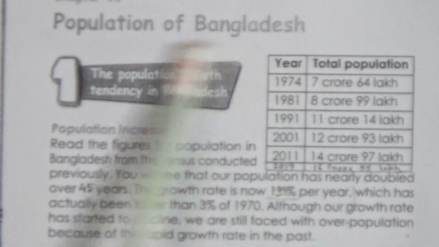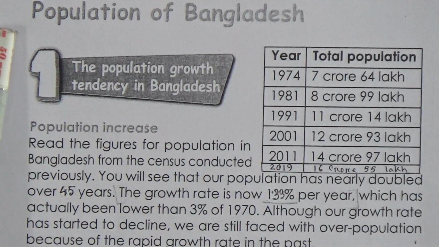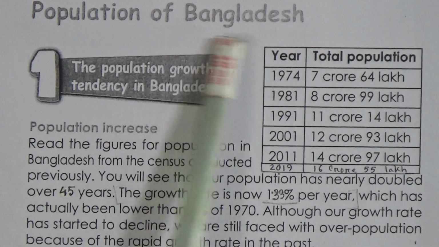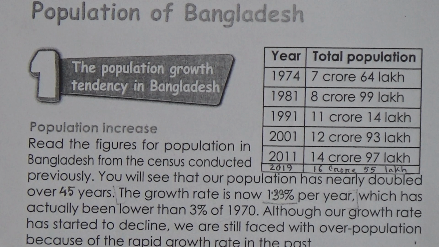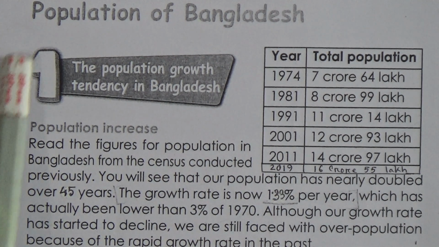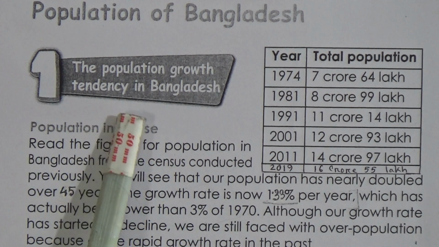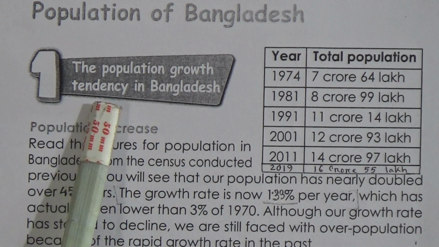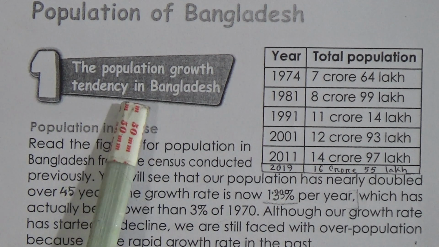So we are going to do the reading of chapter 13 from your annual term syllabus. The name of the chapter is Population of Bangladesh. So what is the name of the chapter? This is Population of Bangladesh. Dear students, please open your book to page number 66. Today we will do only lesson 1, and the name of lesson 1 is the population growth tendency in Bangladesh.